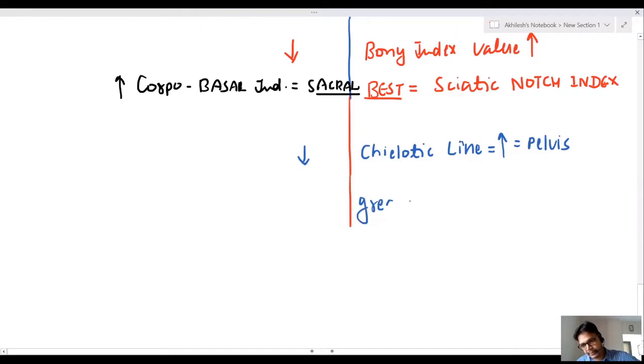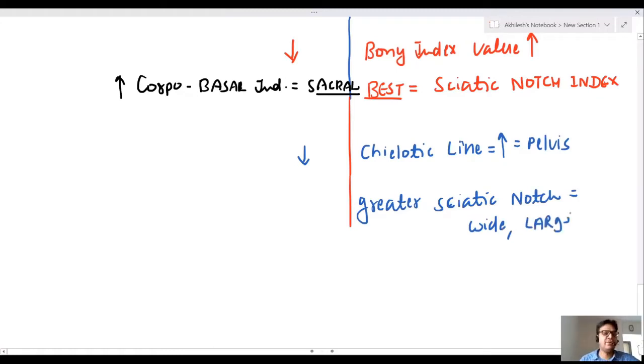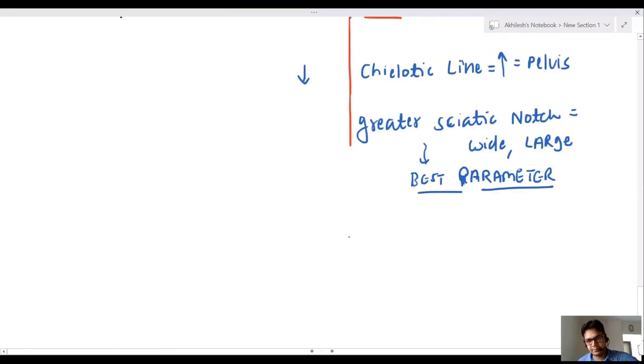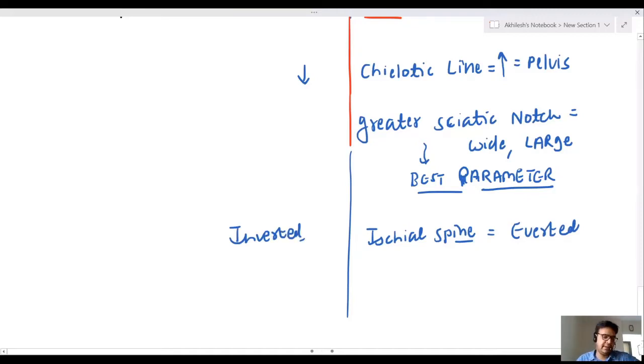Greater sciatic notch is wide and large in female. Opposite will be in male. And sir, it is the best parameter to differentiate male and female. And ischial spine: in female, ischial tuberosity or ischial spine, whatever it is, is everted, and it is inverted in male.